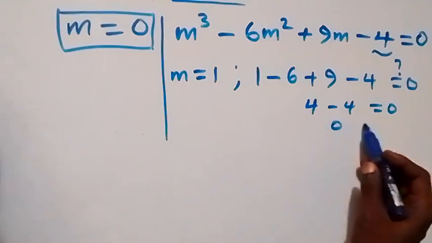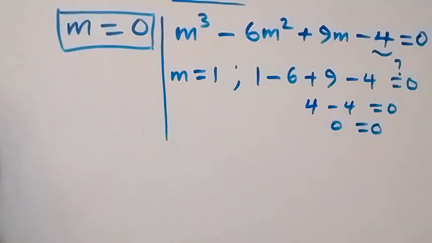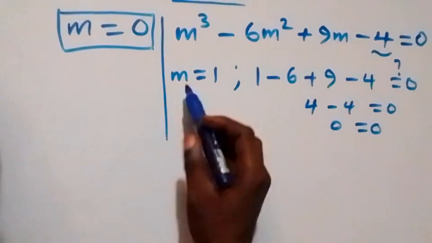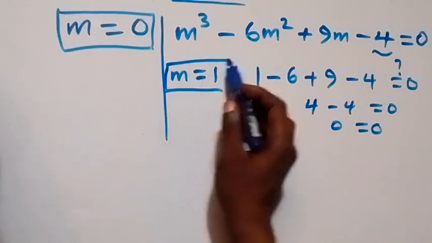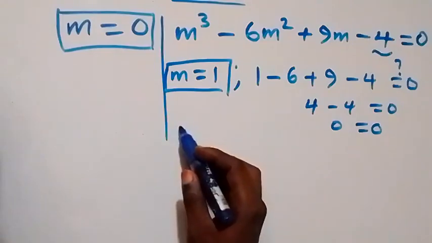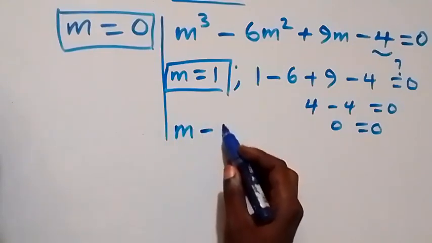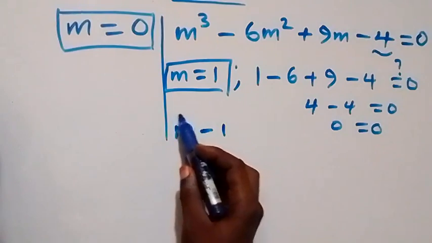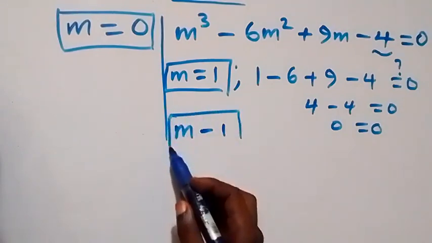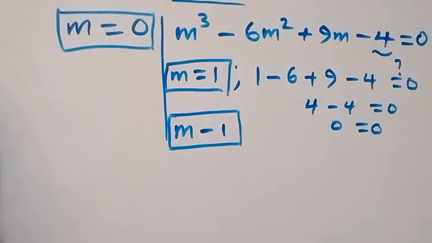This is 0, which is equals to 0. Now, it implies that m equals to 1 is a root. In another word, it means m minus 1 is a factor. If m equals to 1 is a root, then m minus 1 is a factor.